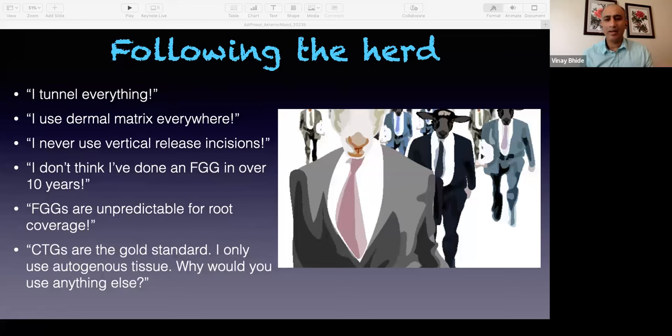Who does free gingival grafts anymore? They're a dinosaur procedure and they're totally unpredictable for root coverage. I only use autogenous tissue. Why would you use anything else? And I only do connective tissue grafts. These are all statements that I've heard over time. These are all statements that I'm sure a lot of you in attendance today are hearing as well.